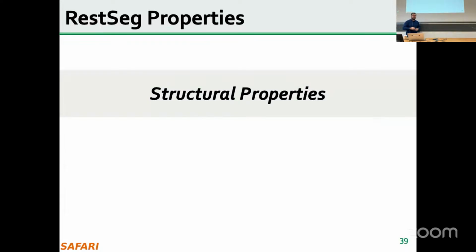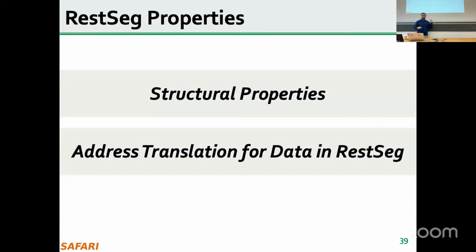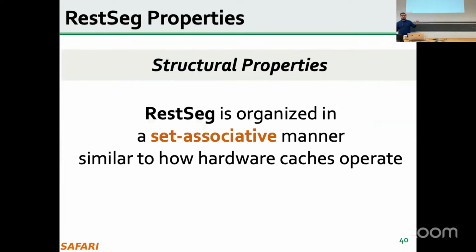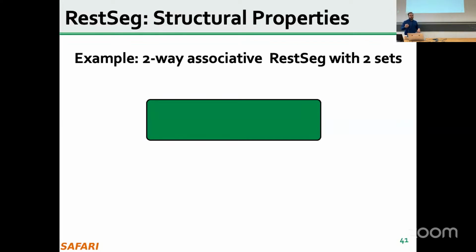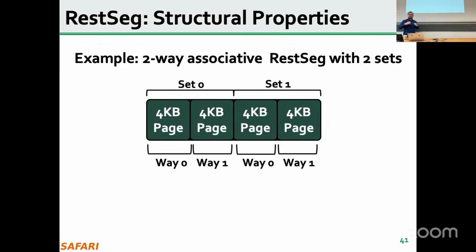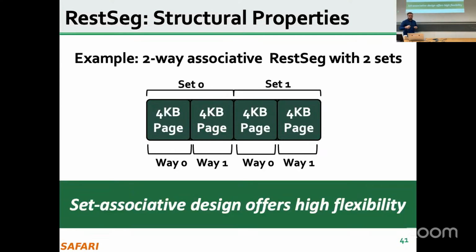Let's see right now the properties of the restrictive segments. Two properties: the structural properties, how do we architect it? And second, how do we actually do address translation for data inside the restrictive segment? The restrictive segment is organized in a set associative manner, similar to how hardware caches operate. What does that mean? This is an example of a two-way associative restrictive segment with two sets. Each one of the entries is a 4 kilobyte page, and each set has two ways, way 0 and way 1. What does this offer? If we have a conflict, we are going to search through the sets where to place our data, so that we don't have a direct map behavior, or in a case of a conflict, we would put our data back in the swap space.